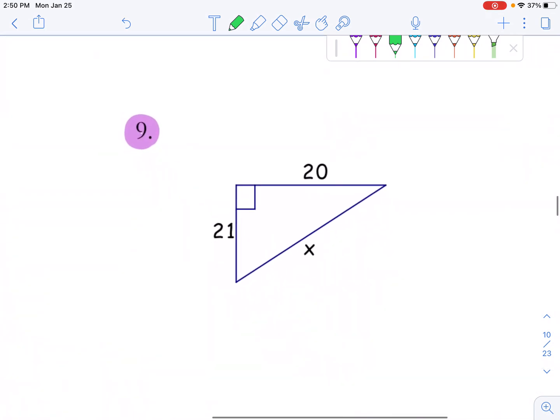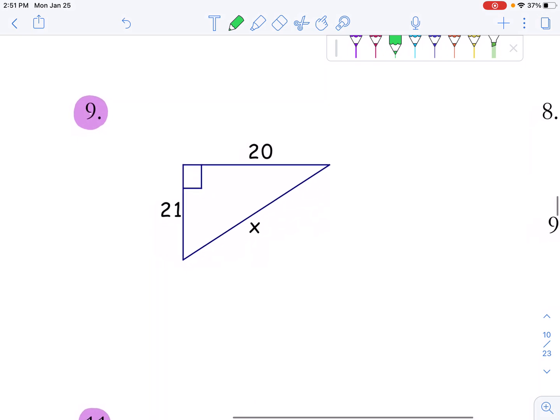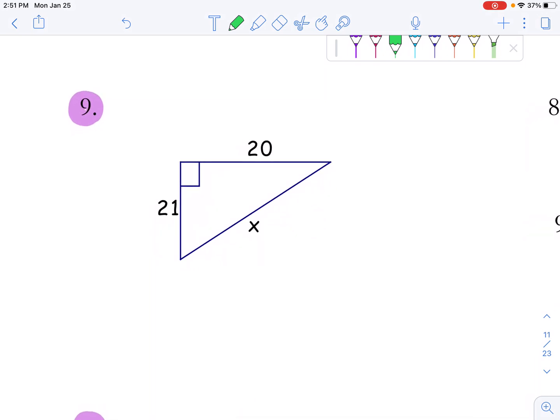Okay? Next one, number 9. So we always want to look for the triples. You've seen in a couple examples I've already done, triples have been a huge help. So we look at the sides that are given to us and we look for either one, are they part of a triple, or we look for a GCF to see if it's a multiple. 20 and 21 don't have a GCF and they aren't part of a triple.